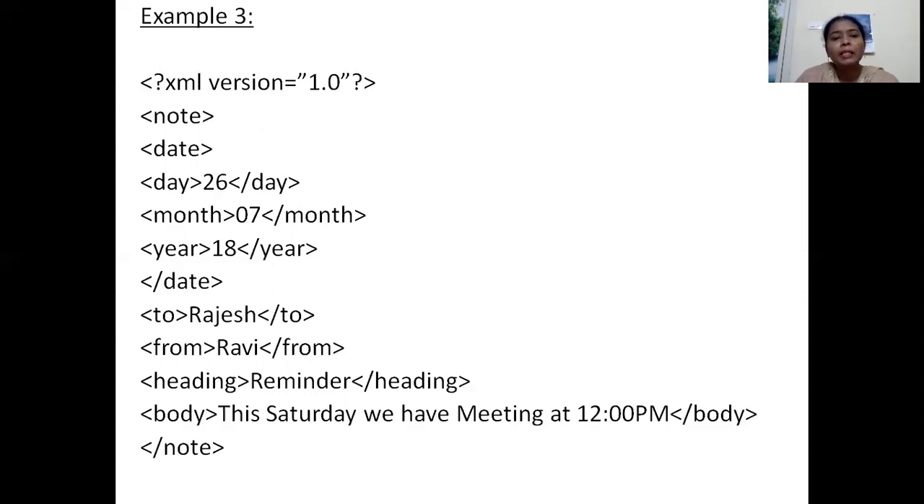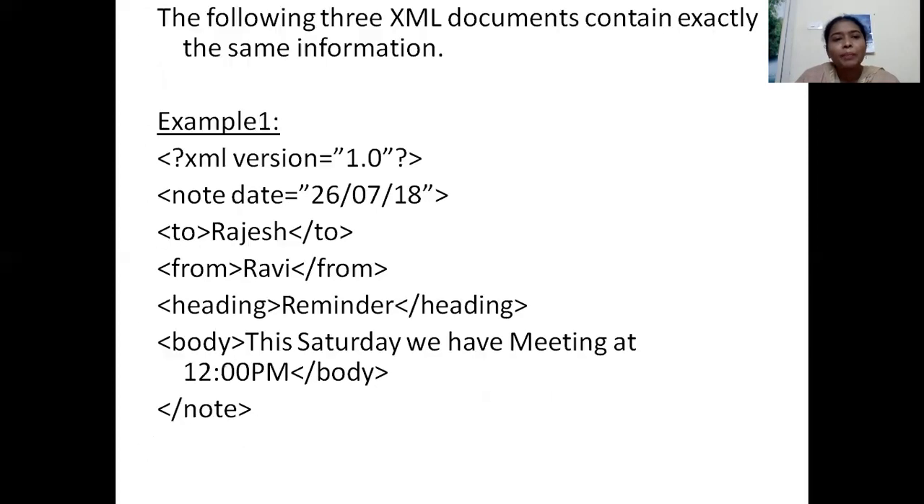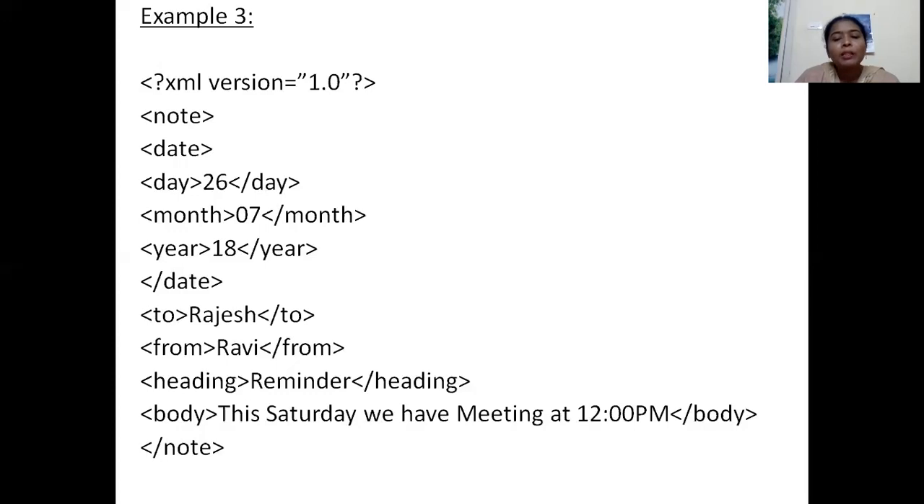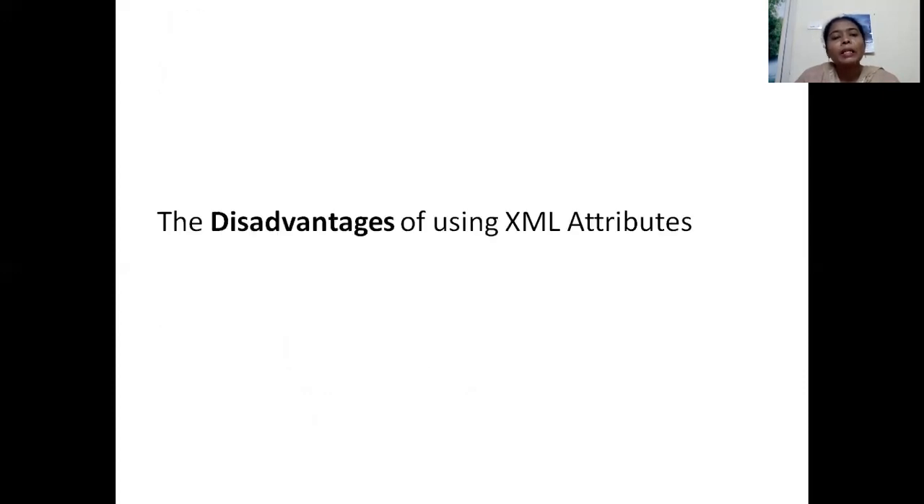to the reader. It says that the note is sent by so and so person, sending a reminder that this Saturday we are having a meeting at 12 p.m. on a particular day, on a particular month, on a particular year. So these three examples, example 1, example 2, example 3, give the same meaning to the reader. So I think you have got a clear idea between the use of attributes and the use of elements, which is similar to HTML. And now let us see the disadvantages of XML attributes.